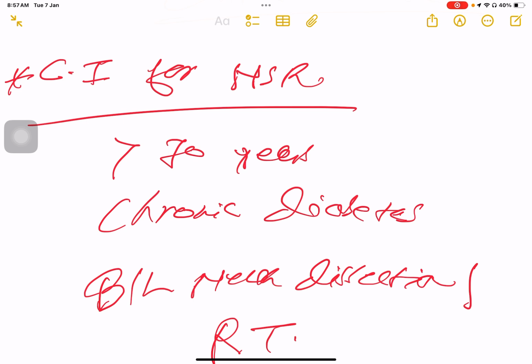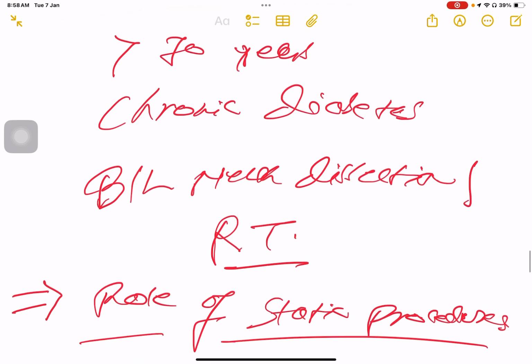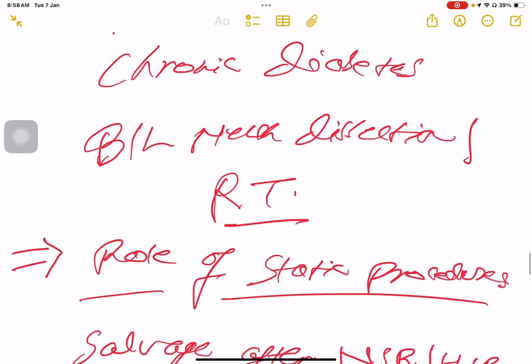If the patient is more than 70 years of age, or has chronic diabetes, or if the patient had cancer in the past and had undergone bilateral neck dissection, or if the patient has had radiotherapy, in those cases we should not go for this non-selective or highly selective reinnervation.